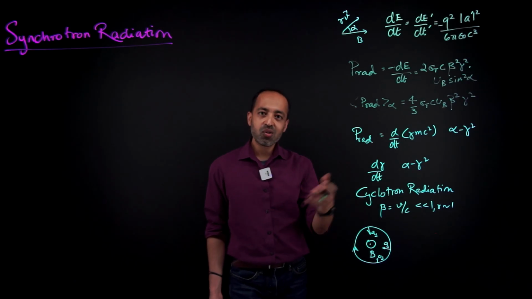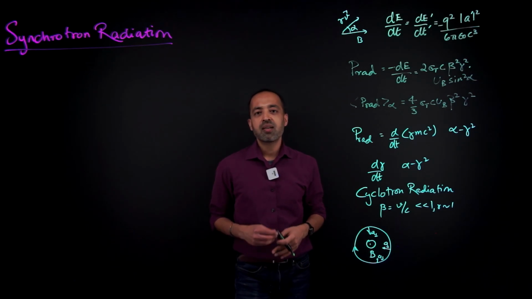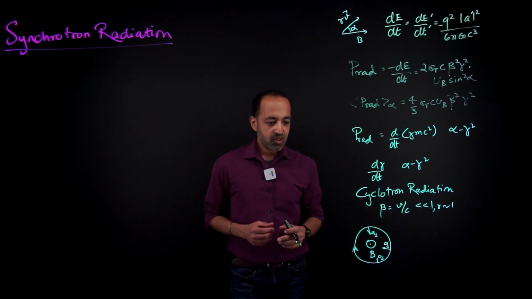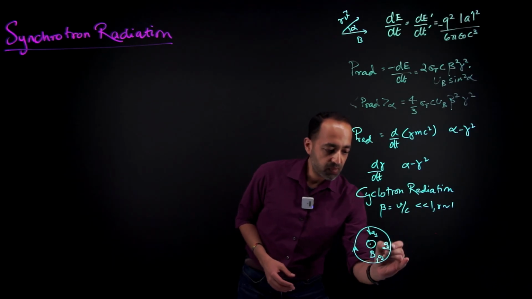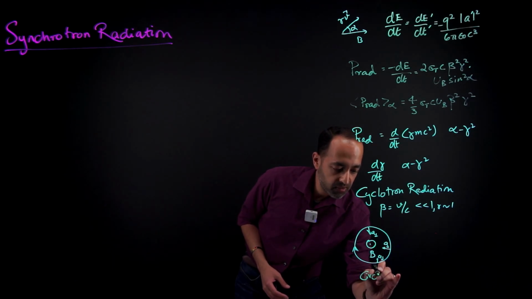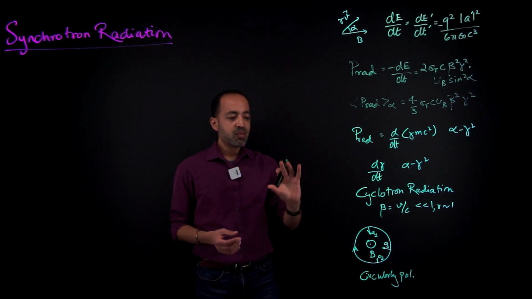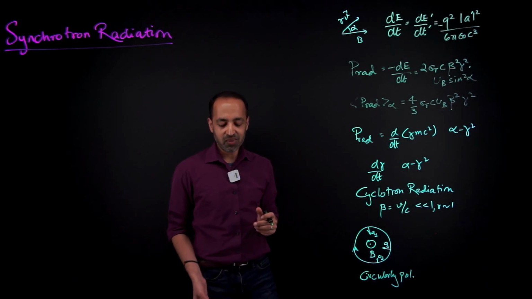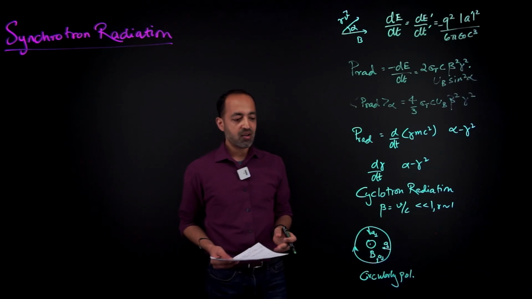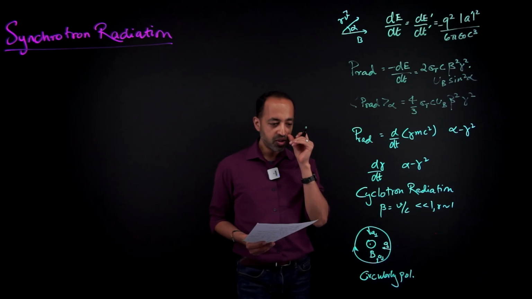So in this case, you have a circular orbit, and so the polarization that you get out is going to be circular polarization. So in this particular case, the light is going to be circularly polarized. And then depending upon the direction of the magnetic field and then the direction of the orbit, you can get right or left circular polarization.